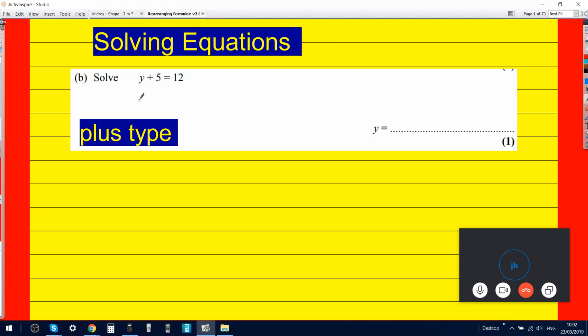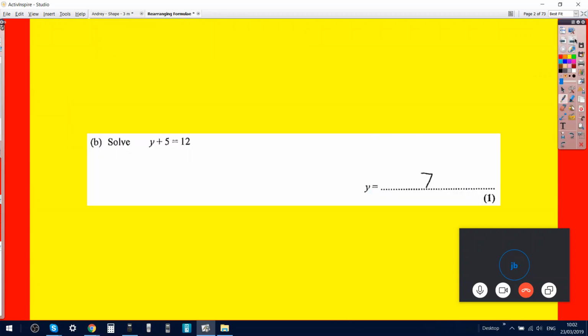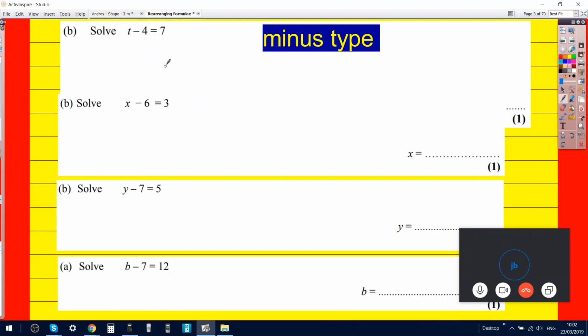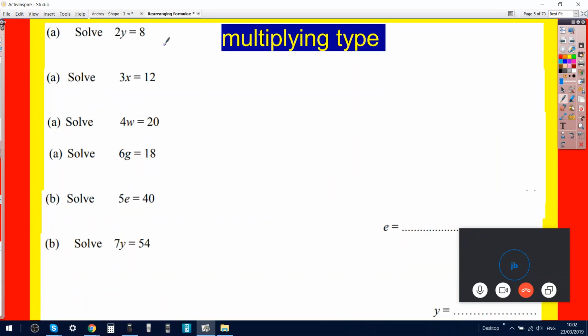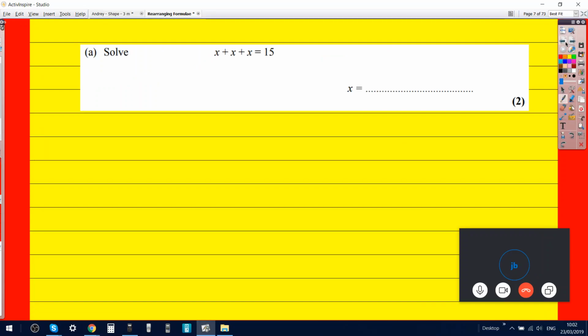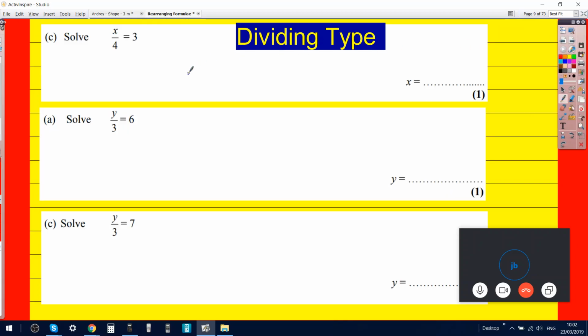Solve it. Is it 7? That's it. This one. Is it 11? Yeah. This one. Is it 4? Yeah. Is it 5? Yeah. Is it 12? Mm-hmm.